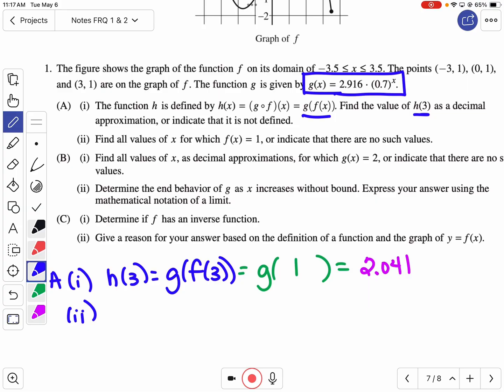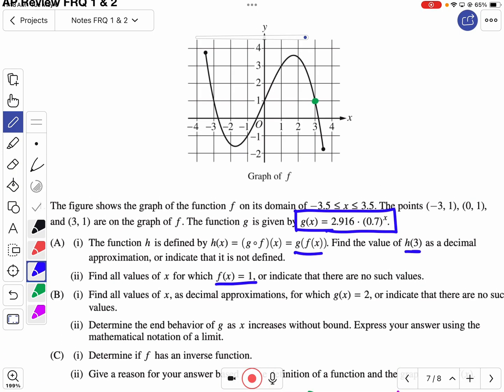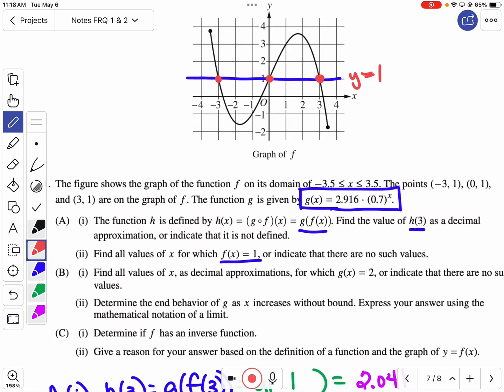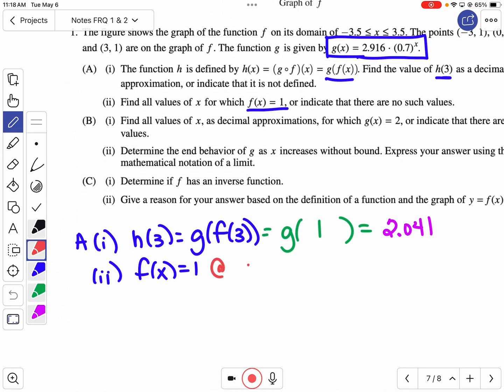Find all the values of x for which f of x is equal to 1, or indicate there are no such values. So we're looking for where f of x is equal to 1. That means on this graph, what are the x values where it crosses at 1? How many times does it happen? It happens 3 times: 1, 2, and 3. What are the x values where they happen? At x equals -3, 0, and 3. We literally just had to draw the line on the graph.